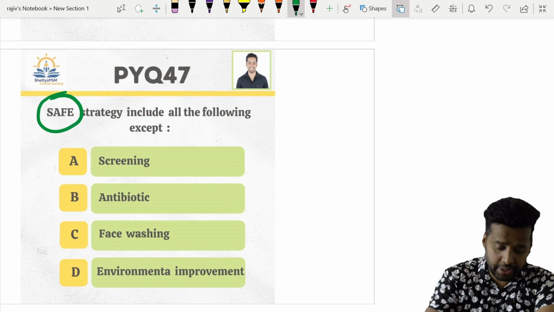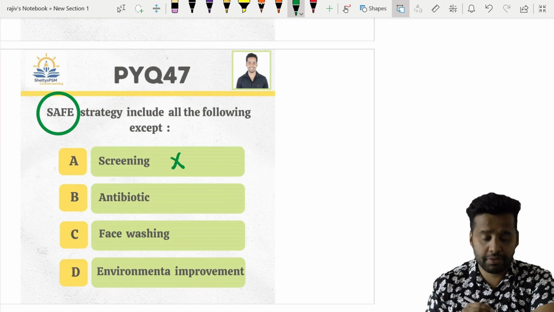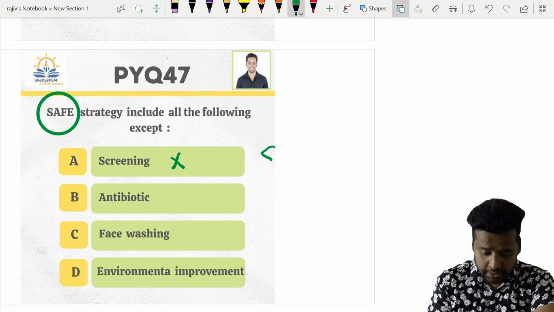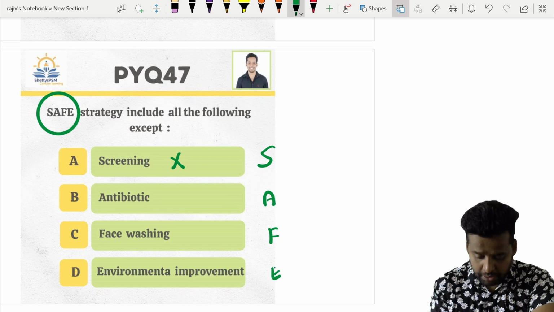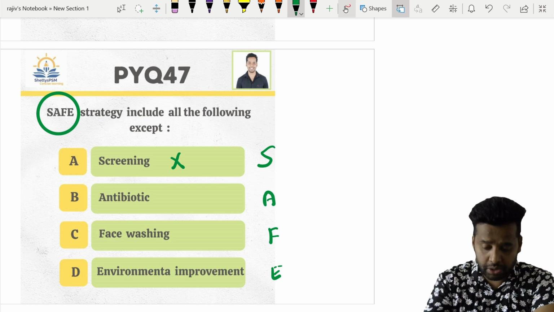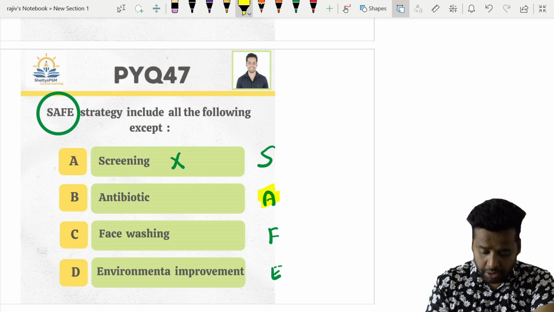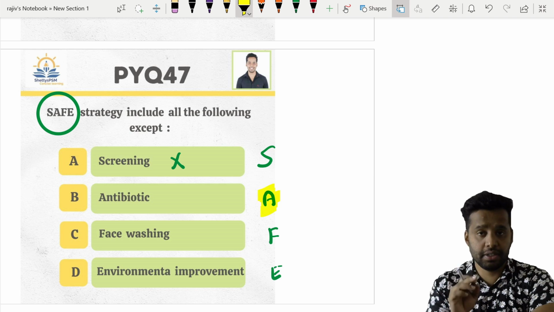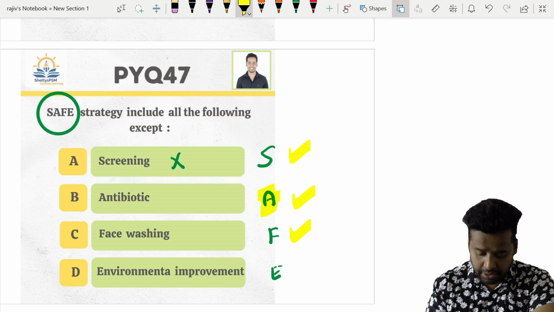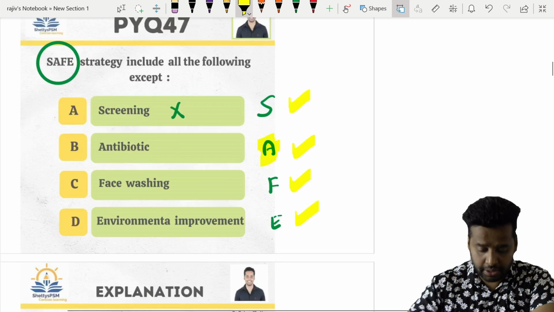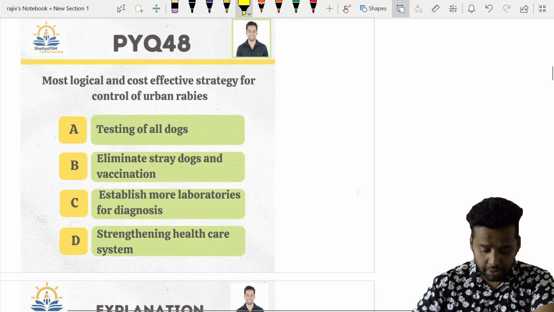SAFE strategy, very easy question. Screening is not a part of SAFE strategy. What is SAFE? Surgery, antibiotic, facial cleaning, and environmental improvement. What is the antibiotic used? A for antibiotic, A for azithromycin is the antibiotic of choice. Surgery, antibiotic, facial hygiene, and environmental sanitation for preventing trachoma.